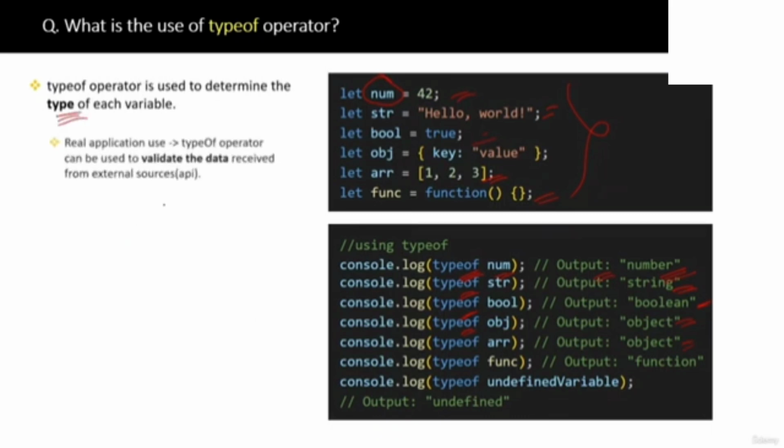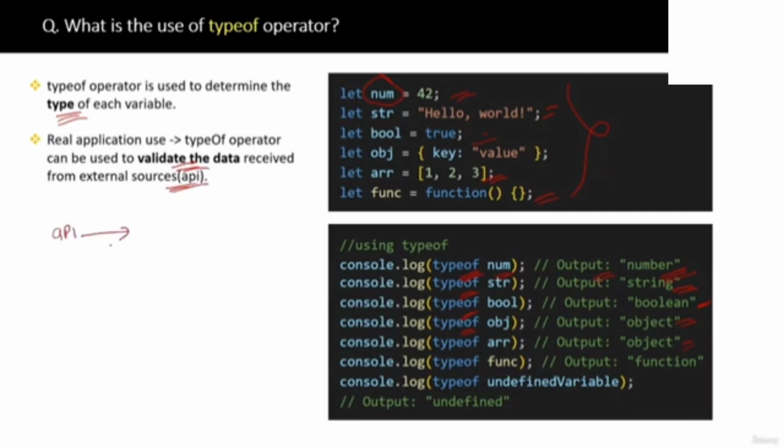In real applications also, the typeof operator can be used to validate the data received from external sources or APIs. For example, if you are expecting a number value from some external API, then after receiving the data from the API, you can validate the type in your JavaScript application by using the typeof operator. If it is a number, then fine. But if you received a string from the external API or some other data type, then you can show the error. That is the purpose.